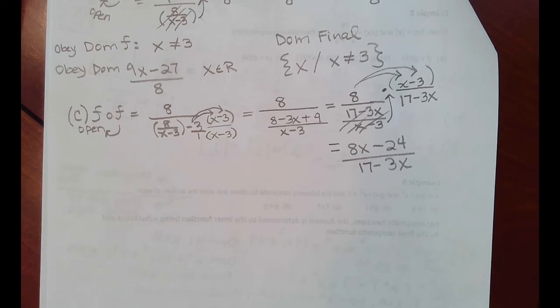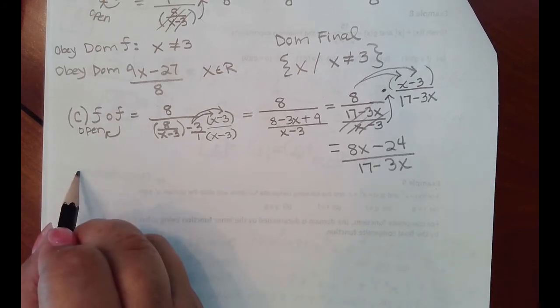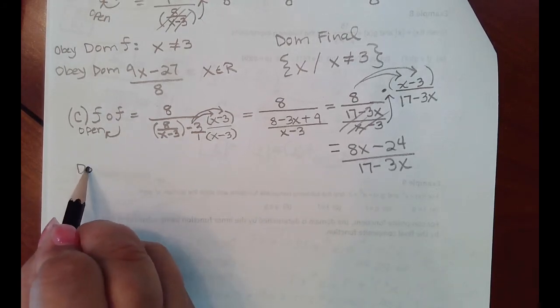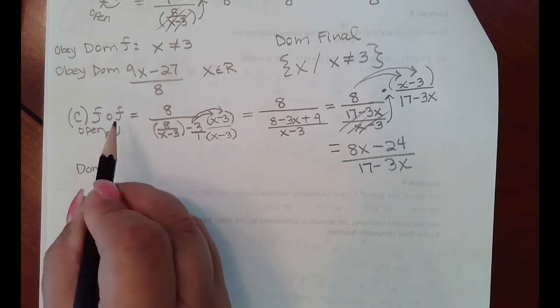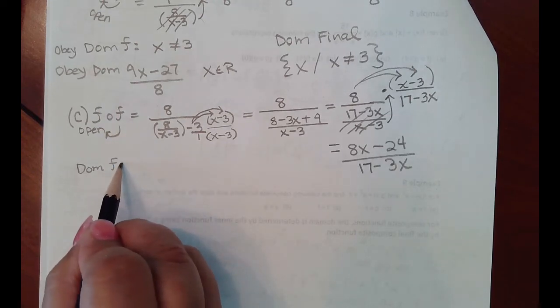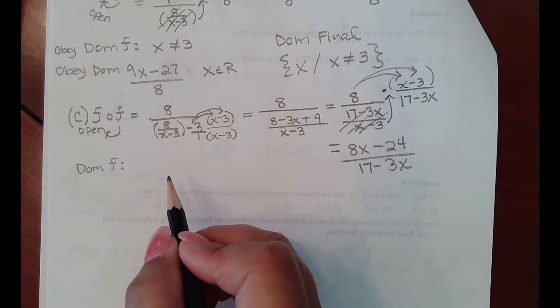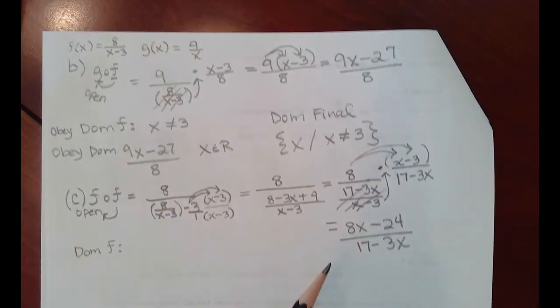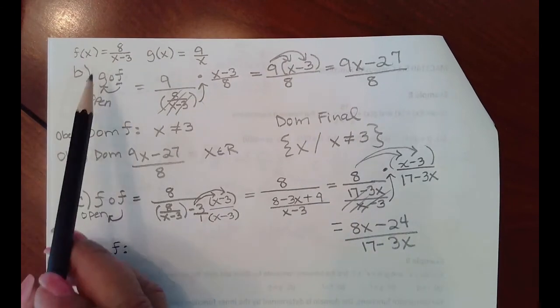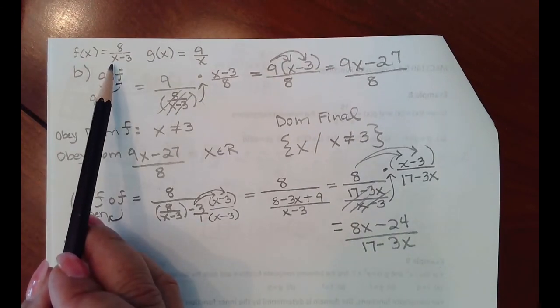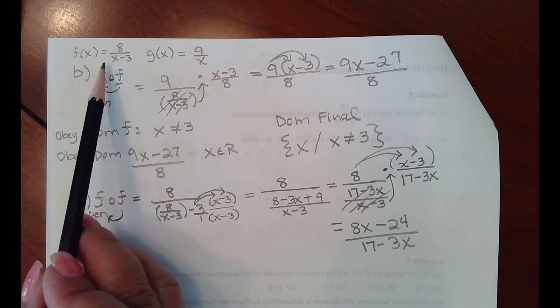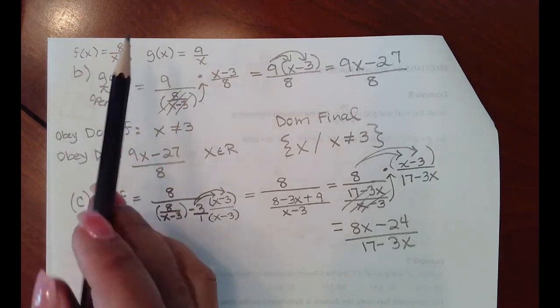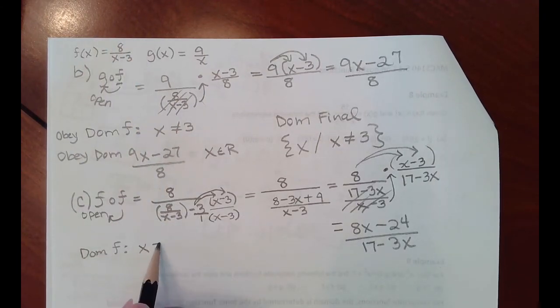Okay, let's work on the domain. So again, when you're doing the domain, you have to obey the domain of the inner function. Inner function was f of x. There's f of x right there. The only thing that is not in the domain is 3. 3 would cause a 0 here, thereby making this undefined. So x cannot be 3.